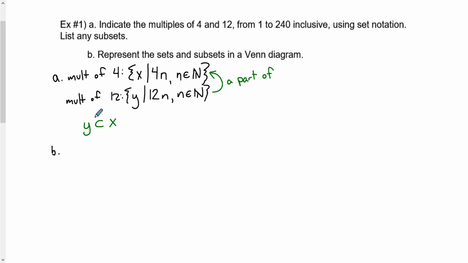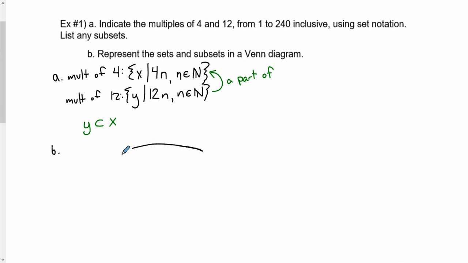Now, if we want to represent this using a Venn diagram, I'm just going to make 2 nice big circles.